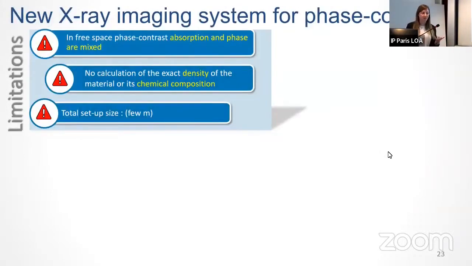So what we learn until now, regarding the limitations of the current phase contrast techniques, is that they mix phase and absorption imaging signal, so we cannot separate them. We cannot calculate the exact density and chemical composition of the tissue, and the total setup size normally needs meters of propagation to obtain the signal, so it cannot be used in a lab for the moment.